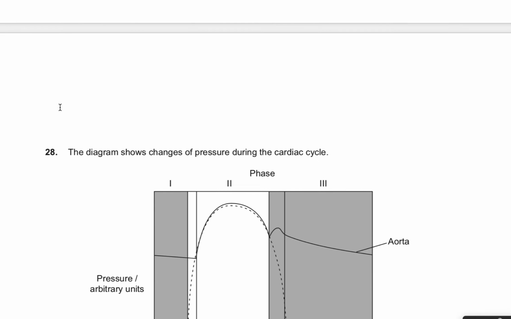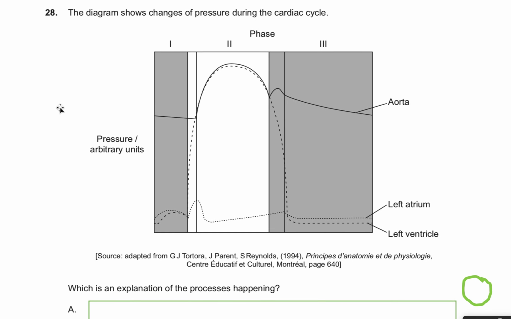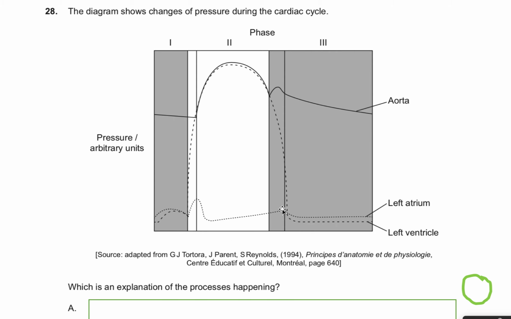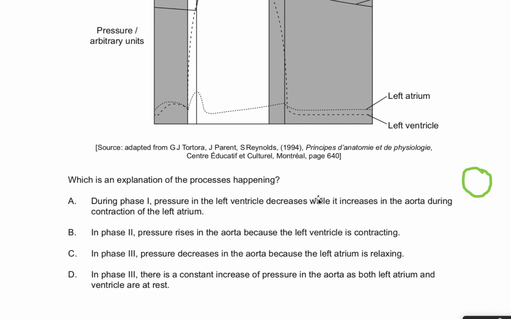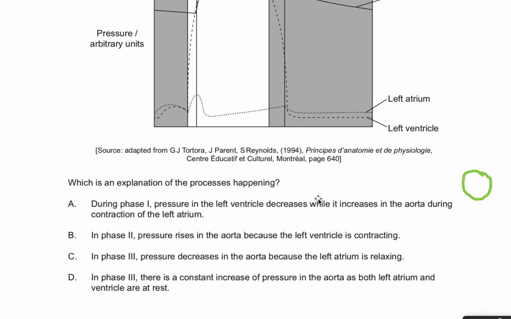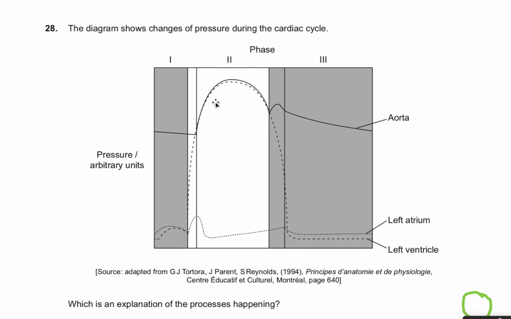Okay, so we've got one more question. This diagram everyone gets confused by. So try this question by yourself first, and then I'll explain it. All that this diagram is, on the x-axis, so this way, that's time. So as time goes on, something happens. The y-axis is pressure. So as time goes on, let's say, start here, if time goes on this way, what happens to the pressure in certain areas of the heart?